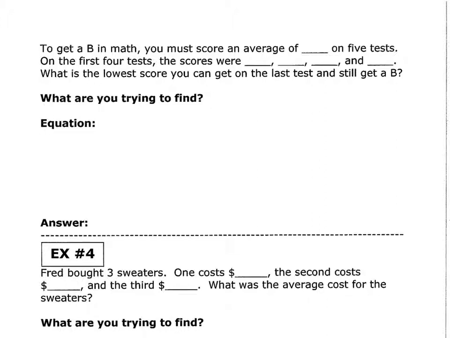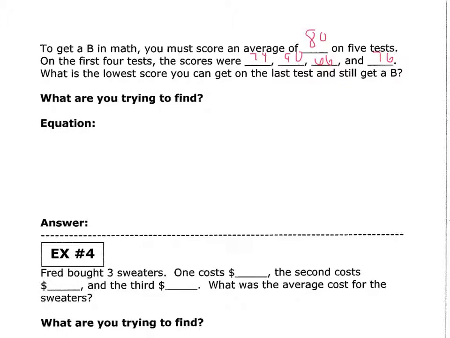Okay, let's go ahead and start on example number 3. Okay, so this problem says, to get a B in math, you must score an average of 80 on 5 tests. On the first 4 tests, your scores were 74, 90, 66, and 76. And we want to know what is the lowest score you can get on the last test to still get a B.